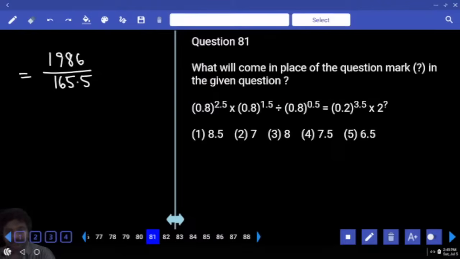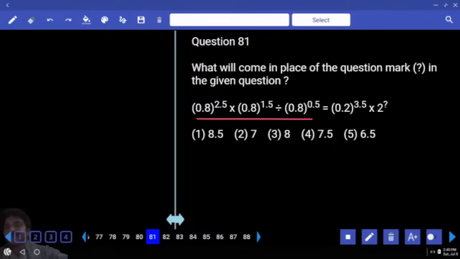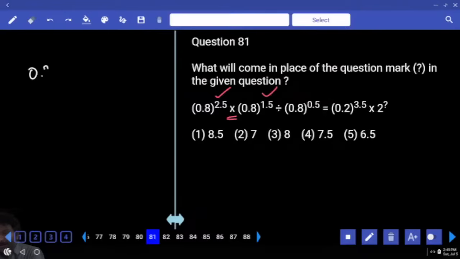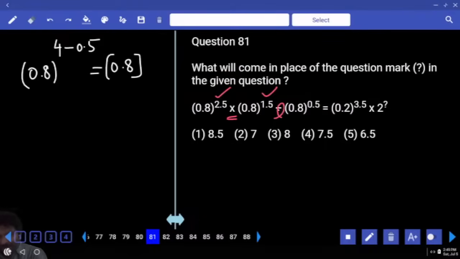Then left hand side all are 0.8 something. 0.8 to the power of 2.5 into, so we have to add these two exponents. How much does it become? 4 divided by minus 0.5, that will be equal to 0.8 to the power of 3.5.